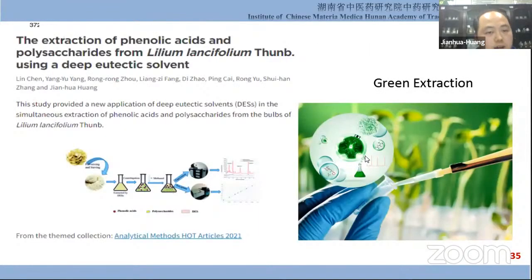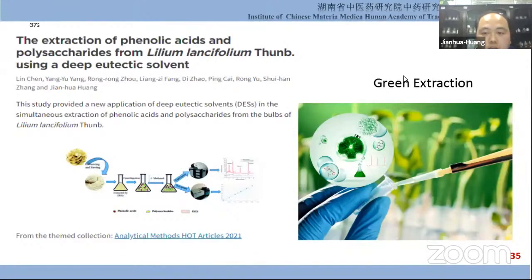And this article has just been accepted for publication in Analytical Methods as a hot article. And this is the cover. We have been invited to be the cover article for publication in Analytical Methods.